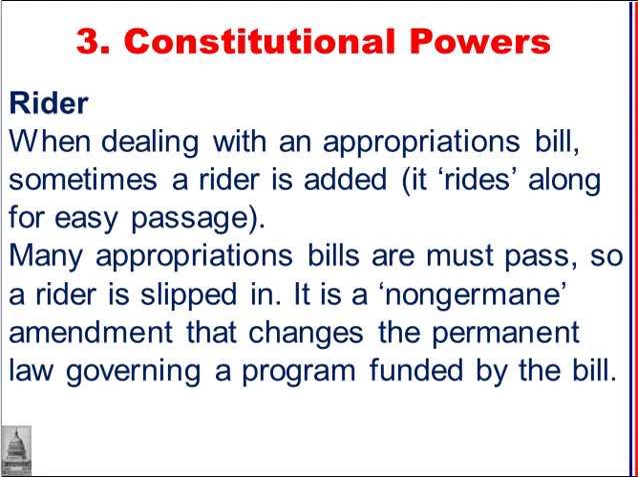It takes advantage of the fact that appropriation bills are essential. It is a non-germane amendment, which non-germane just means it's not related to the actual appropriation, so it's off topic. It doesn't have to do with the actual appropriation bill that it's getting added to. It changes the permanent law related to a government program that gets covered by that appropriation bill. So it's a way to sneak in something that's not related to an appropriation bill on a must-pass appropriation bill. And we'll look at some examples in class of riders.